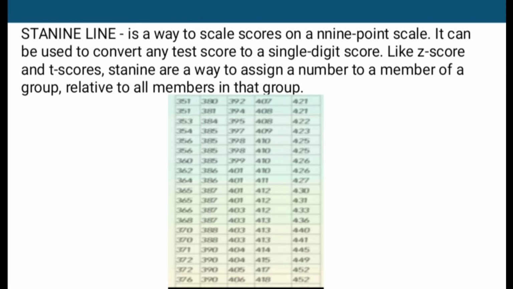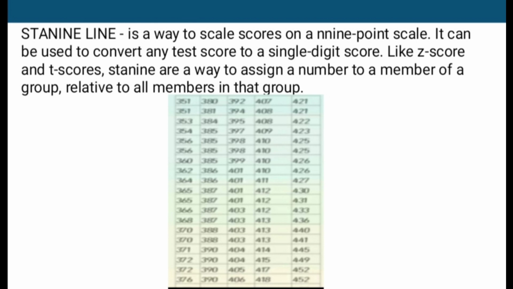The next 12% of the ranked scores, which is 366 to 384, will be given a stanine score of 3, and then the next 20% of the ranked scores, which is the row scores of 392 to 406, will be given a stanine score of 5.